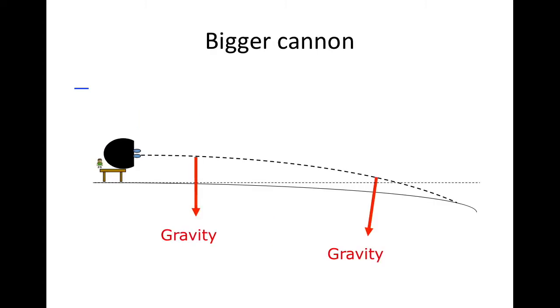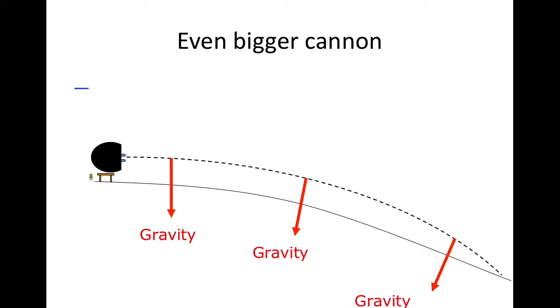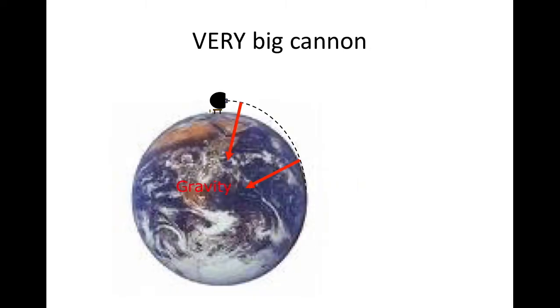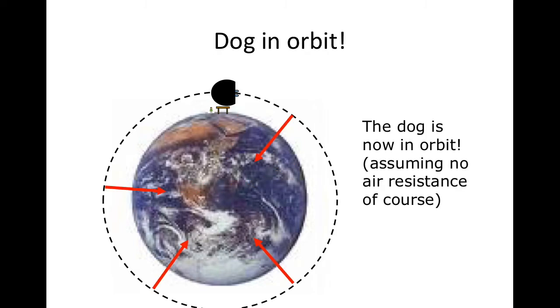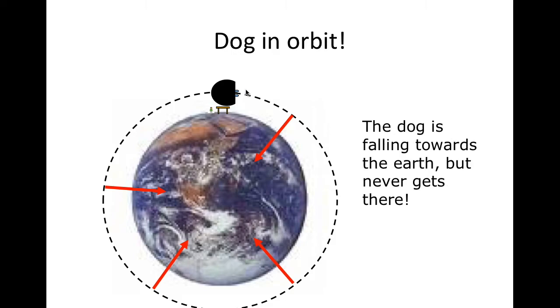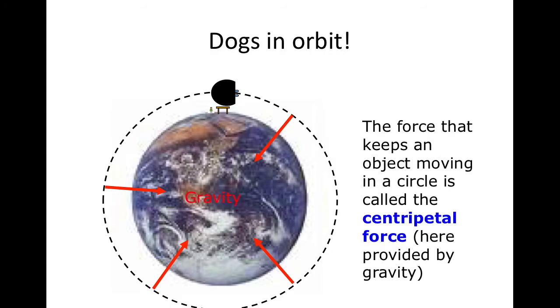However, the gravity of the Earth is greater and will continuously pull on the dog and send it back to Earth. You would create even more force to create a higher speed, and the gravity is still great, until eventually the dog is in orbit, and this is assuming that there's no air resistance. It continues in an orbit as it's continuously falling, but it never gets back to Earth. The force that is keeping the object in motion is the gravity, and that is called the centripetal force.